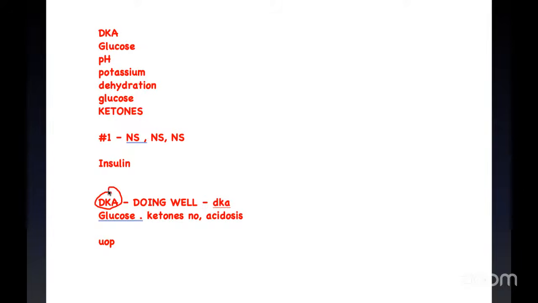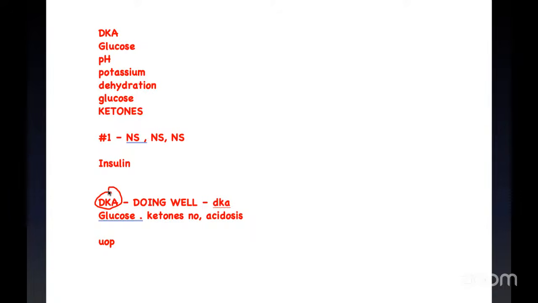If you're doing well, there will be no diabetes. That means your glucose will be close to normal. If you're doing well, there's no ketones. If you're doing well, there's no acidosis. How do I know I've resuscitated you well? Your glucose is normal, your ketones, none, and you have no acidosis.